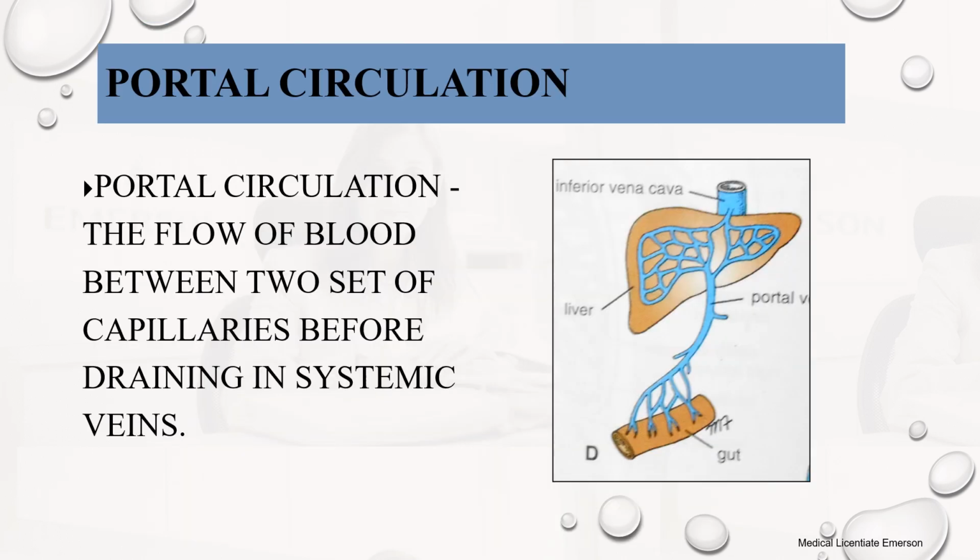Then portal circulation is the flow of blood between two sets of capillaries before draining into systemic veins. Okay, so the hepatic portal circulation is one of the portal circulations where there is flow of blood between two sets of capillaries before draining into systemic veins. So from the guts, from the intestines, the blood connects with itself before passing through the liver. So this is the hepatic portal circulation.